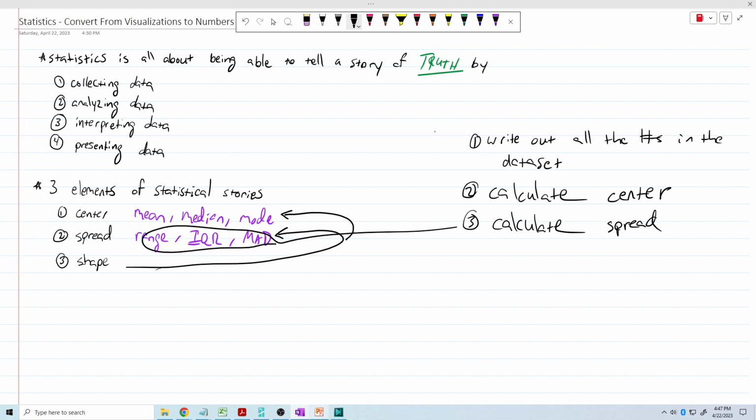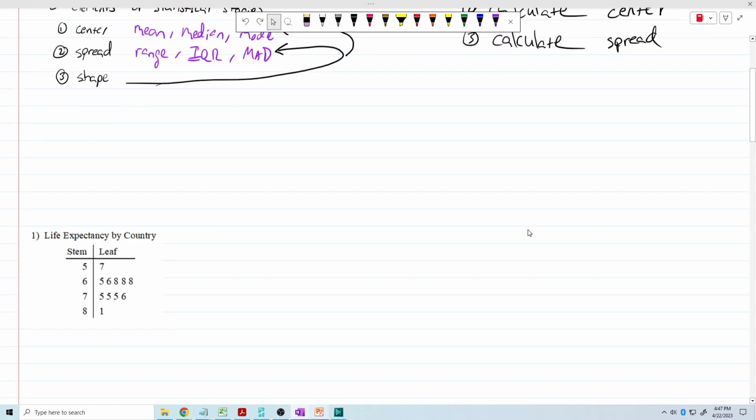Because mean absolute deviation can get a little involved, I'll probably do that in a separate video, where I cut this one off after we do range and interquartile range, and then finish it out by doing mean absolute deviation. That's what I may end up doing. We'll see how long this goes. So anyways, let's get to it.